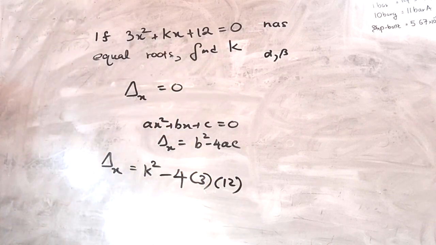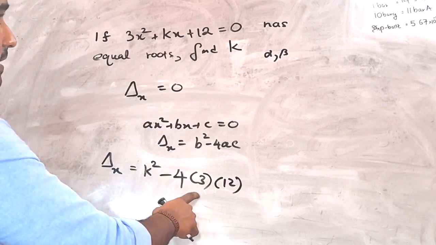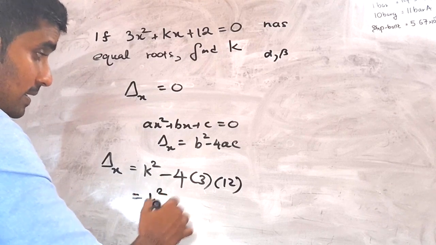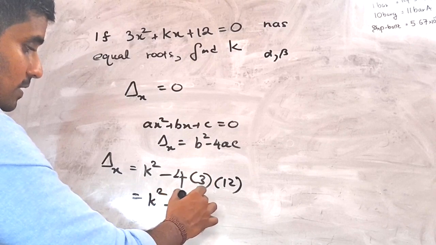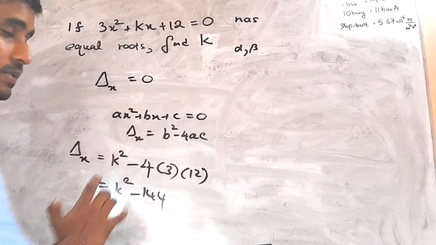Now we got it. So k squared minus 4 into 3 into 12, and 12 into 12 is 144. So delta equals k squared minus 144.